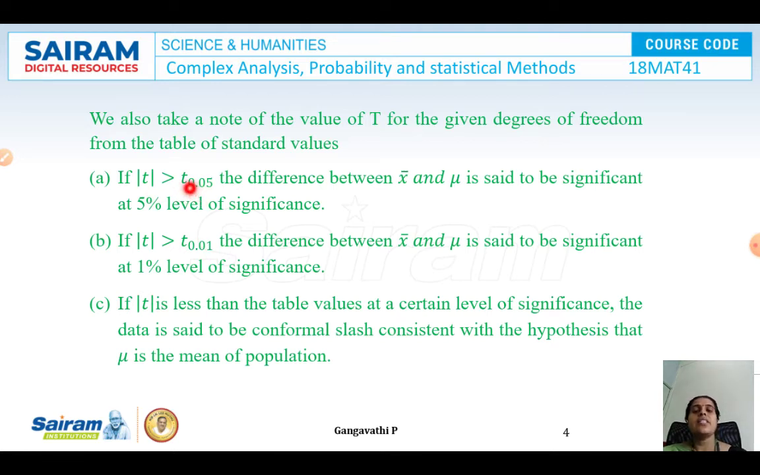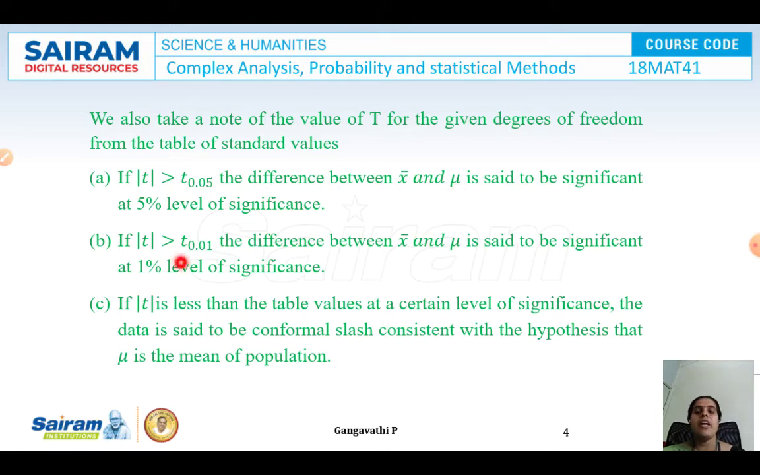From that table, the important thing we use is this: T 0.05 is nothing but T at 5% level of significance from the table, the referred value. Mod T is the evaluated value. If the evaluated value is greater than the tabulated value at 5% level of significance, then the difference between x bar and mu, the sample mean and the population mean, is said to be significant at 5% level of significance.